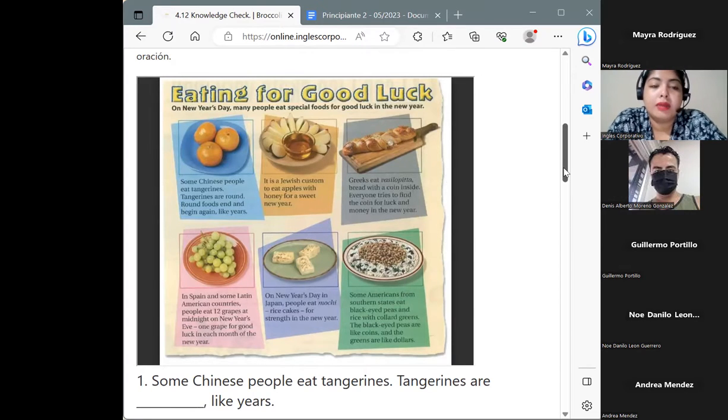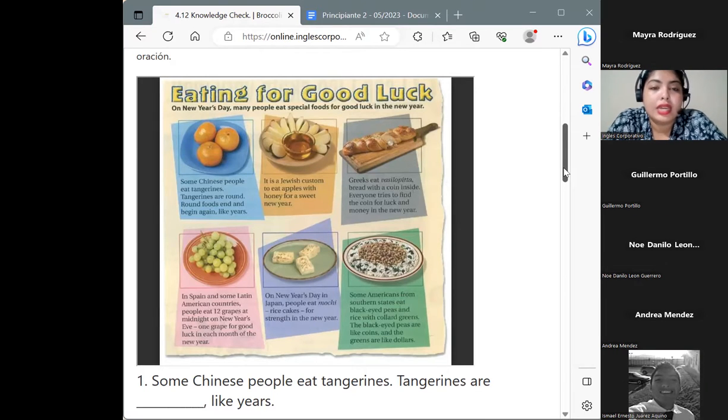In Spain and some Latin American countries, people eat 12 grapes at midnight on New Year's Eve. One grape for good luck in each month of the New Year. Aquí, ¿verdad? En España y en muchos países latinoamericanos, las personas tienden a comerse 12 uvas a la medianoche para tener suerte, para poder tener quizás 12 deseos, como a veces lo dicen, uno para cada mes del año. On New Year's Day in Japan, people eat mochi, that are rice cakes, for strength in the New Year. Ellos comen mochi, ¿verdad?, en Japón, para tener fuerza para el nuevo año.